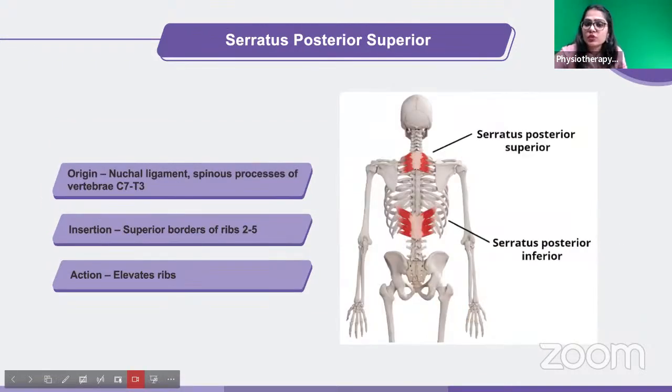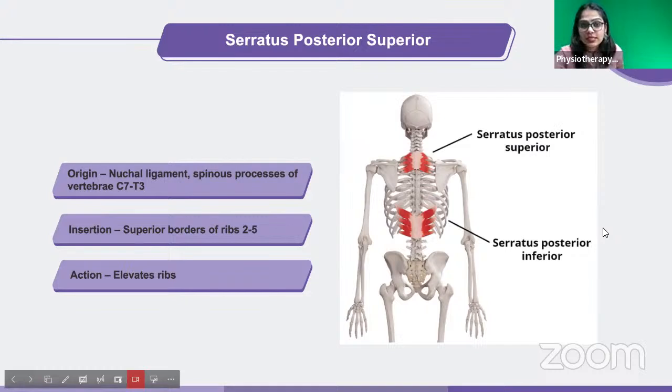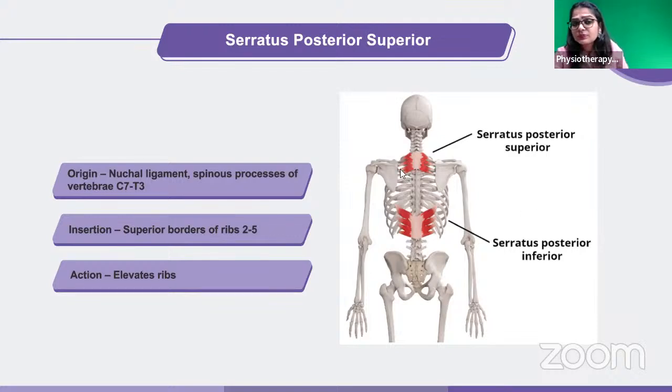Next is serratus posterior superior. I've told you, right? There is something known as serratus anterior. Hence, there should be something known as serratus posterior superior. So, serratus posterior superior and inferior, you can see that they are present on the back and they are an intermediate group of muscles. Serratus posterior superior starts from the C7 to T3 vertebrae.